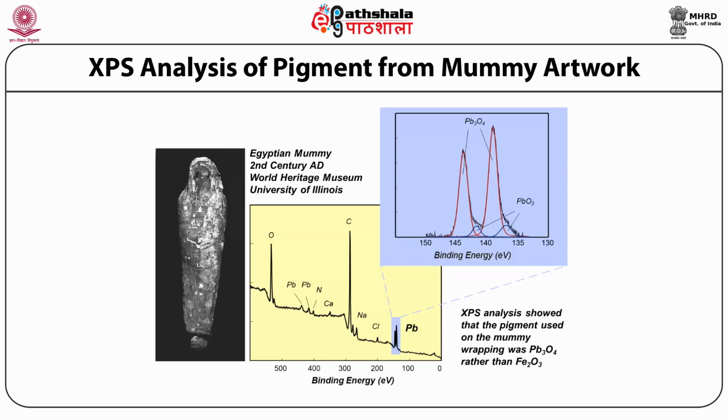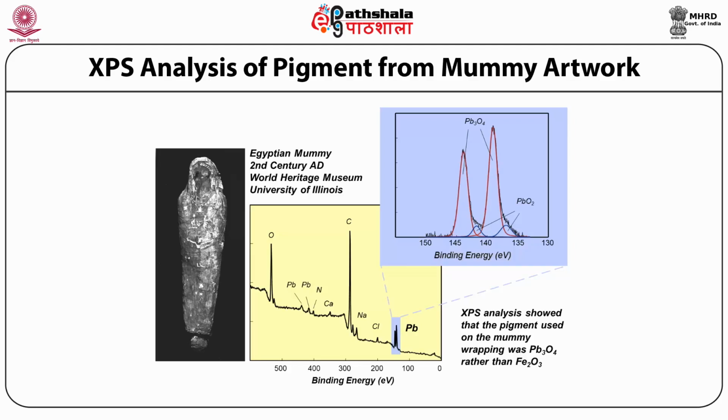The normal understanding was that these mummies have a paint of iron oxide on the surface, whereas when the analysis was carried out, it was found to be Pb3O4. This is proved by the spectra, because it shows lead in two forms, and those lead peaks have been shown as PbO2 and Pb3O4, and two lead peaks have also been indicated in the other spectra of this pigment.